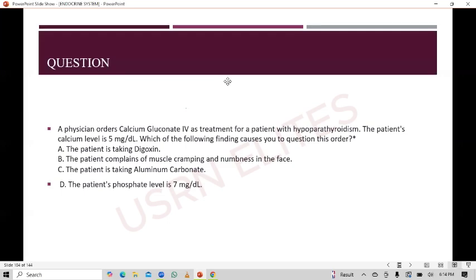Hello? Is it A? I think this one we are all quiet too. Any answer, please? Yeah, C. I'll take C. The patient is taking aluminum carbonate. Why? I don't really know, but I just think it neutralizes the calcium. I've read it somewhere. Aluminum carbonate neutralizes calcium carbonate, gluconate or something. All right, let's see if we are right.